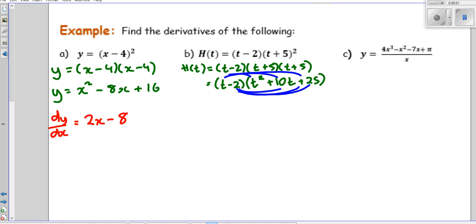Now this is getting kind of good, so I'm just going to block that one off. So now I've got to do t times all of these things and minus 2 times all of those things, but you keep doing your thing.